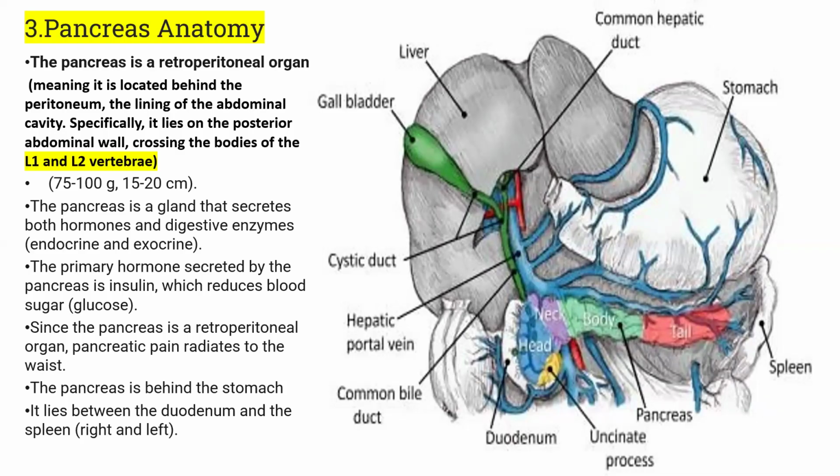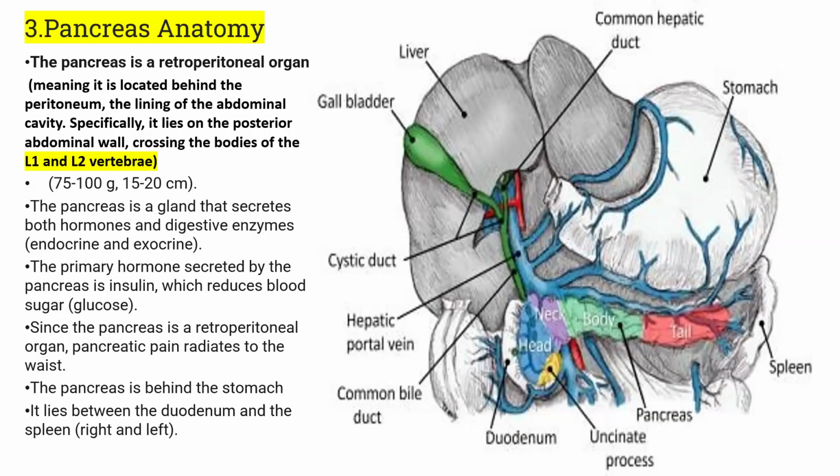Retroperitoneal. Retro means behind, and peritoneal refers to the peritoneum, so retroperitoneal means located behind the peritoneum. What is the peritoneum? As I explained in the previous video, it is the lining of the abdominal cavity. So the pancreas is a retroperitoneal organ, which means it is located behind the peritoneum.